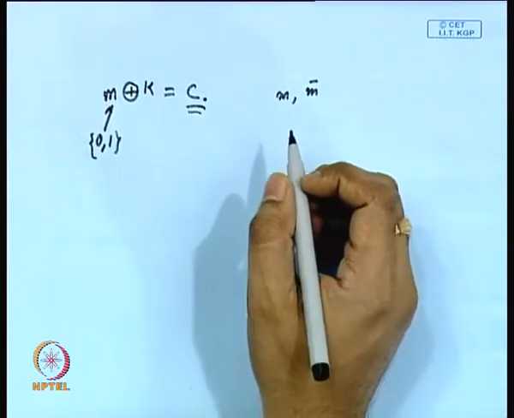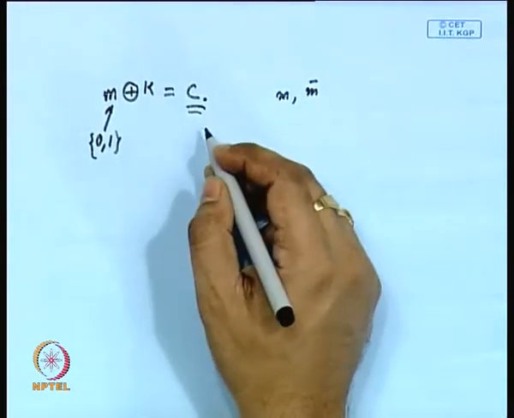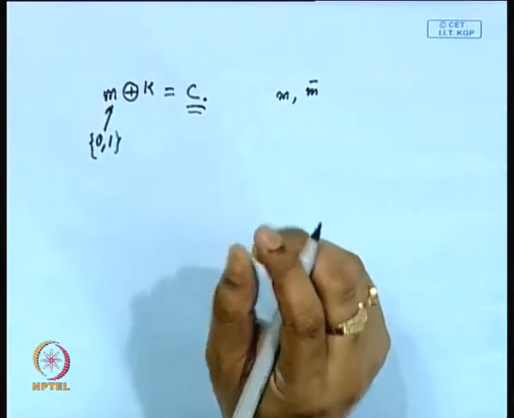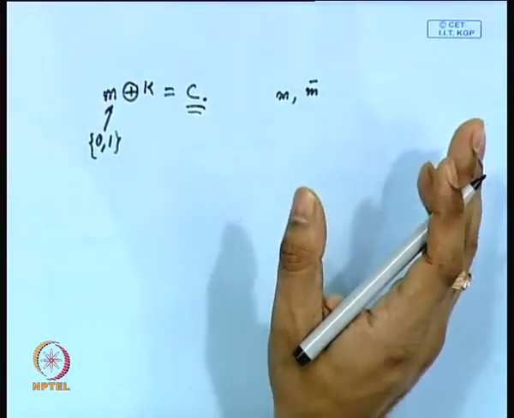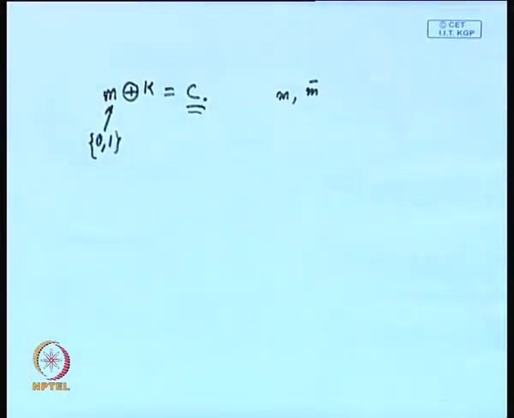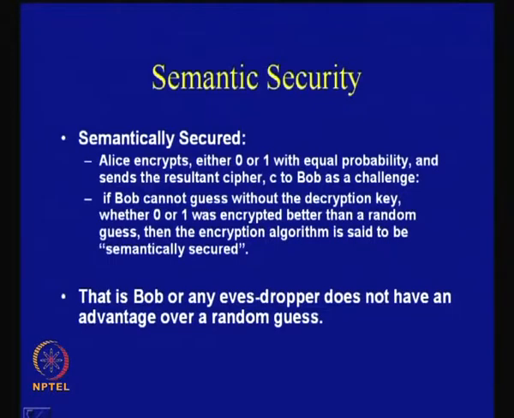So in this case also, even when Bob is provided with a ciphertext, the probability of Bob being able to guess whether the message is 0 or 1 should still be close to half. Okay, so that's the idea of semantic security. Therefore Bob, or any eavesdropper, does not have any advantage over a random guess. So semantic security tries to capture this particular notion.